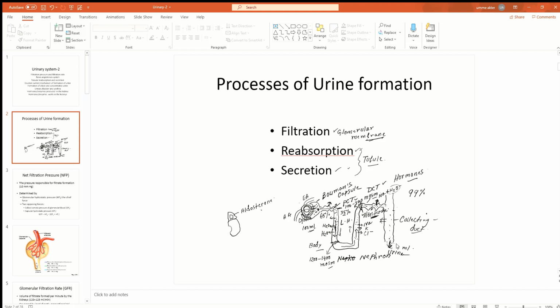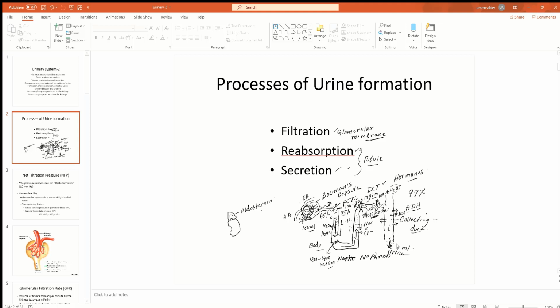How about the collecting duct? Here, a hormone works. That hormone is called antidiuretic hormone, or ADH. That means it reduces the volume of urine. How? By reabsorption of water. So the more ADH works on the collecting duct, the more water will go back to the body, blood volume will go up, but urine volume will go down. Okay, makes sense. And that's why it is called antidiuretic.